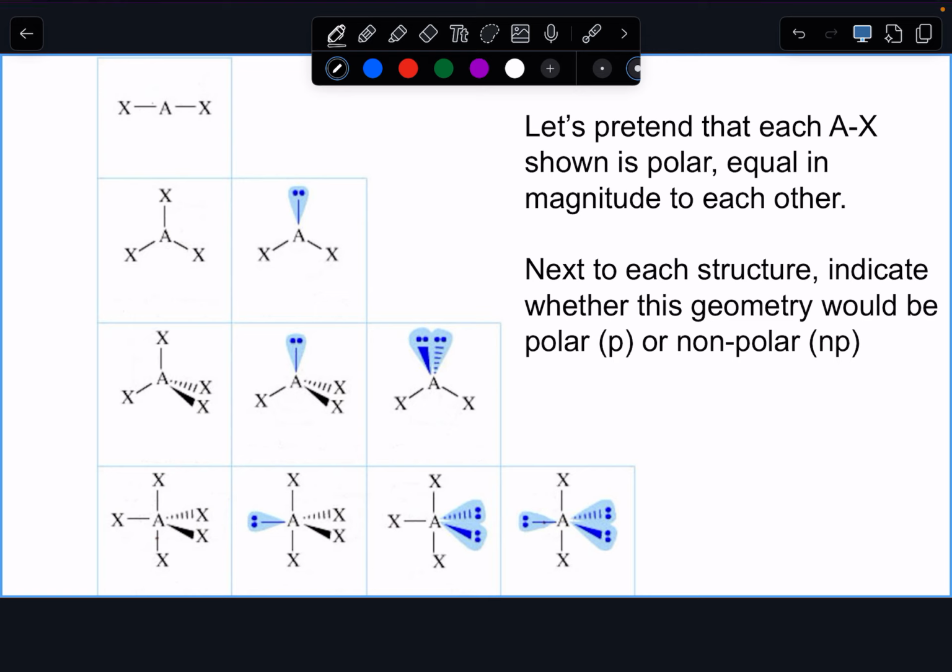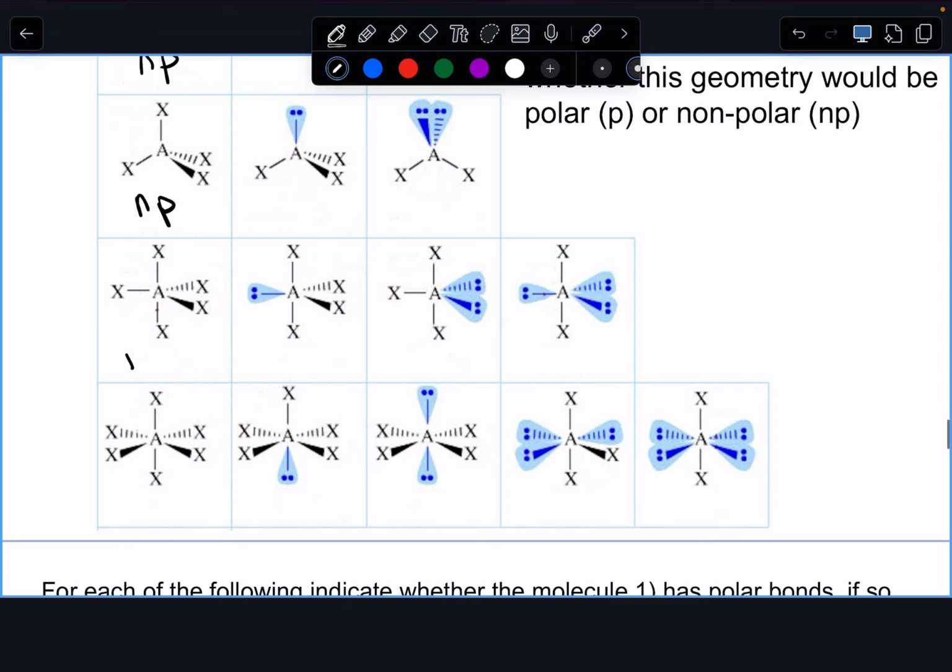So if we look at this, we said that this guy's nonpolar. We just did an example of that, CO2. This one, BF3, nonpolar. CF3, nonpolar. Hopefully you're starting to see a trend there, that if there is not a lone pair on that central atom, and if all of those external atoms are the same, by definition of how atoms arrange themselves, those will always be nonpolar.